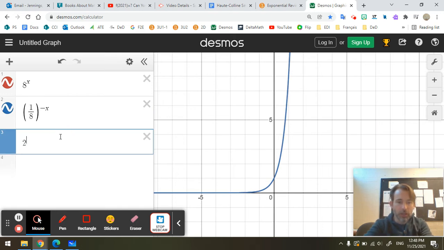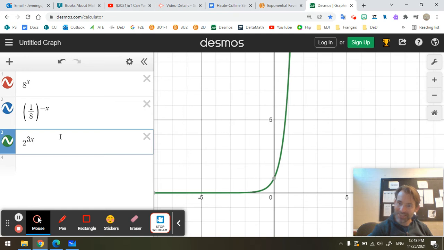2 to the 3x. It's the same table of values. It's the same graph. It's the same algebraic function. You just got to do your different stuff. Okay, so they asked for different bases. These are all different ways to do the same function with different bases.